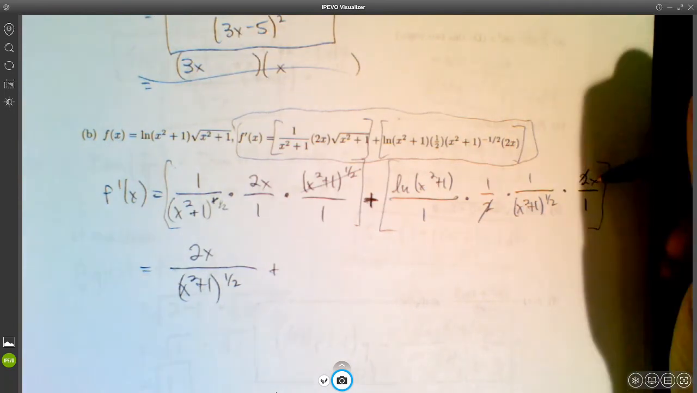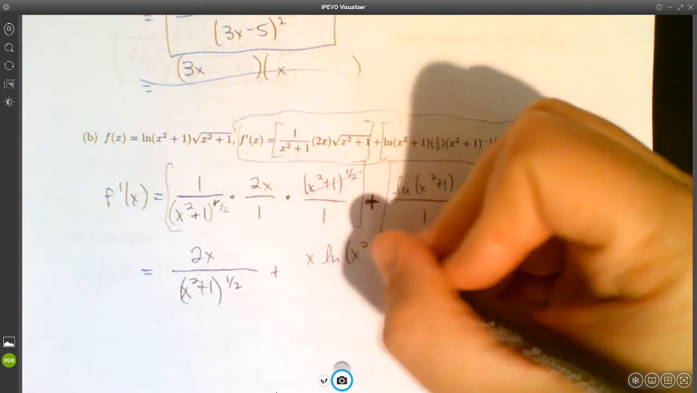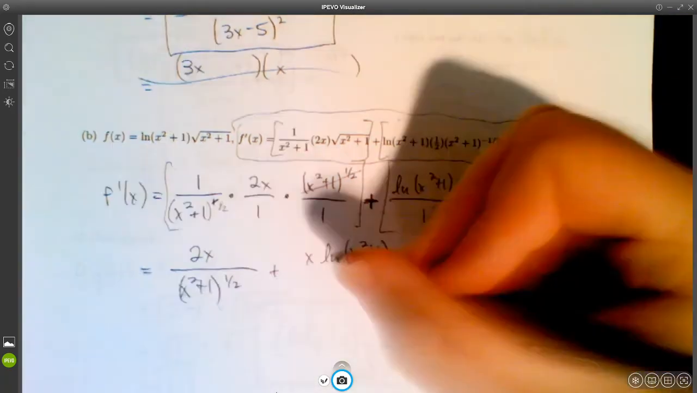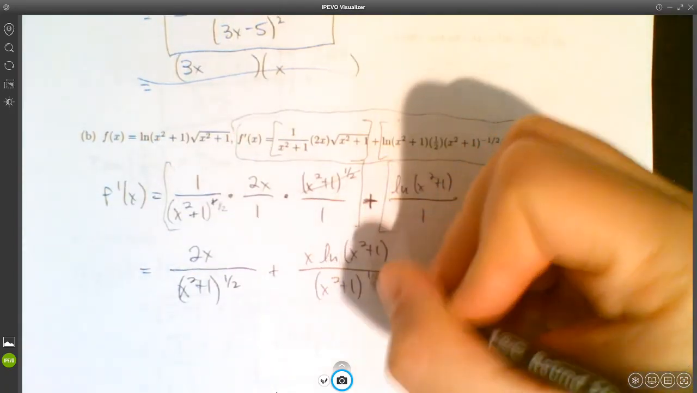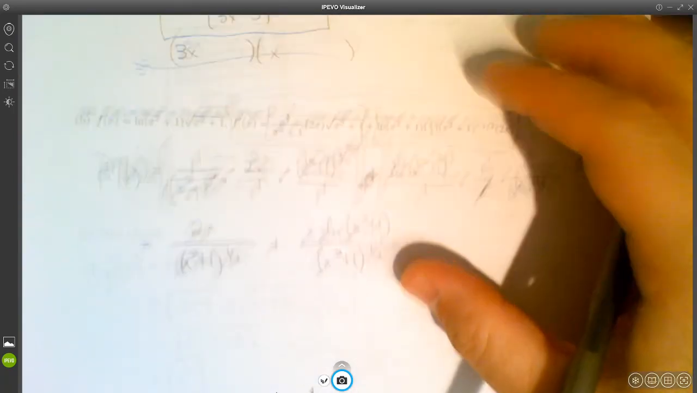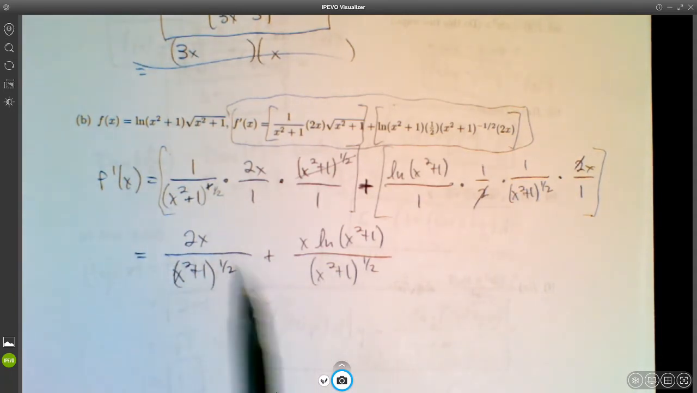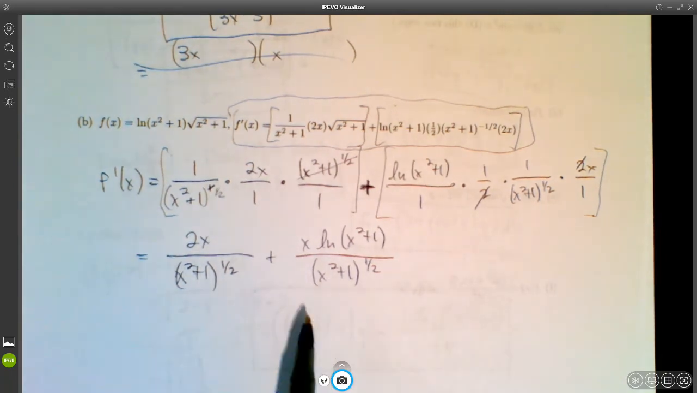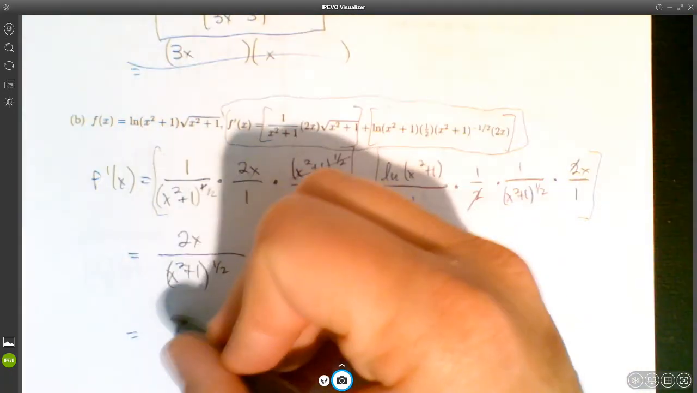So what do we have altogether? We've got an x times ln of x squared plus 1 divided by x squared plus 1 to the 1/2 power. So the second term is looking a lot better now. And would you look at that? You've got the same denominator. And that means you can go ahead and add these two rational expressions together. By the way, if you didn't have the same denominator, you could get a common denominator, right? And then add the rational expressions. In this case, it works out nicely for us because we already have a common denominator. So this is just 2.